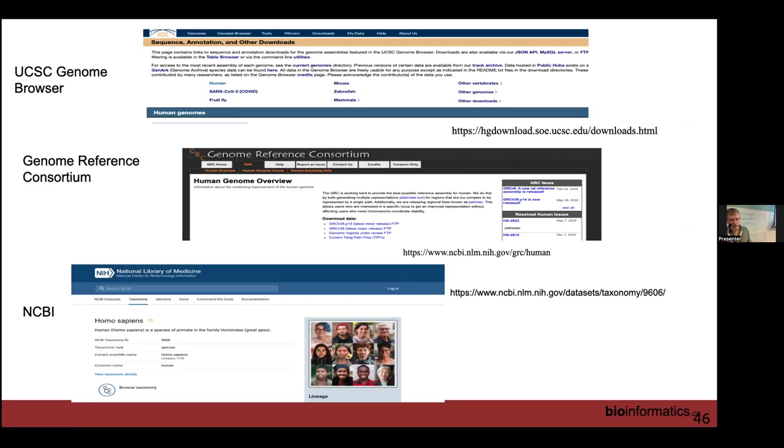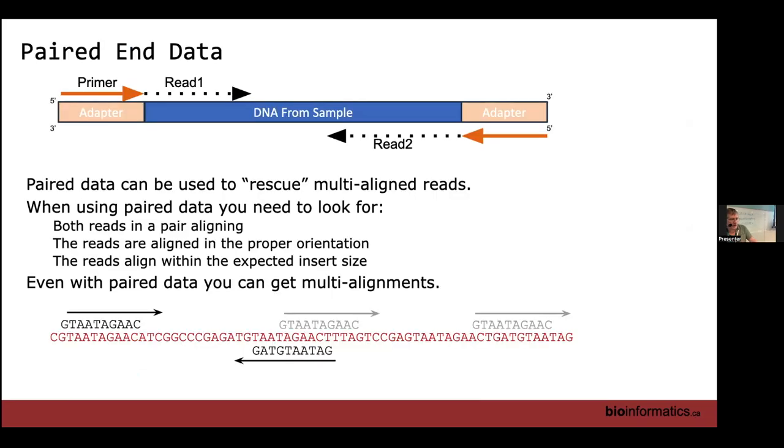Reference genomes are freely available. You can go down and download them. I downloaded the full genome, as I mentioned. I pulled up chromosome 22, which is set up to work within the exercises.